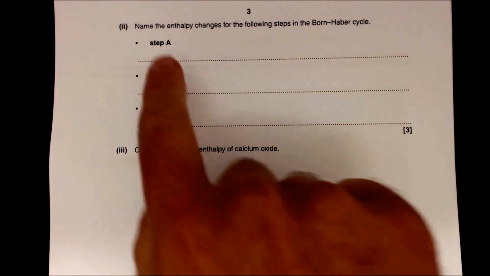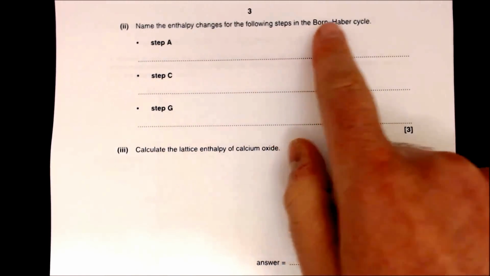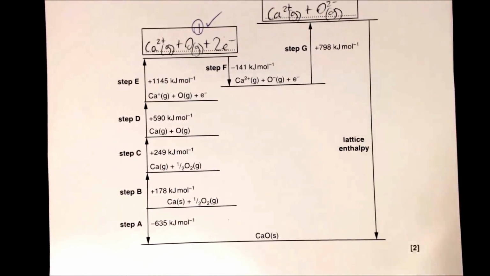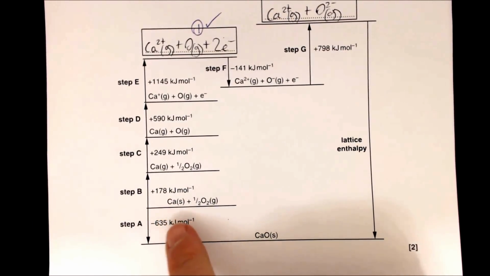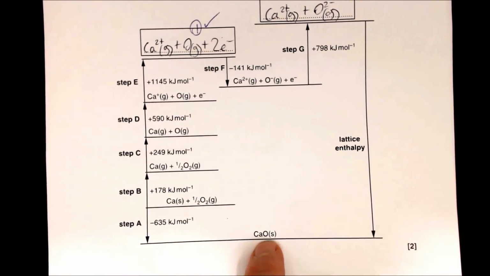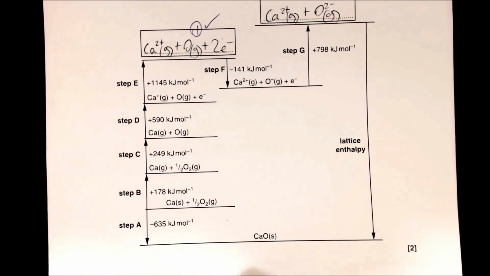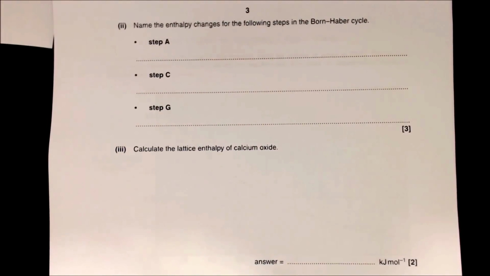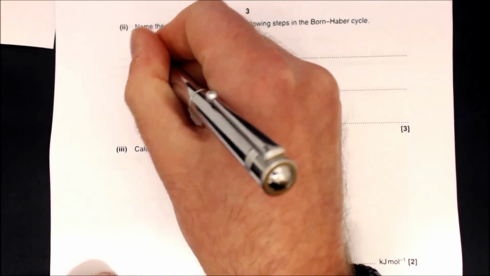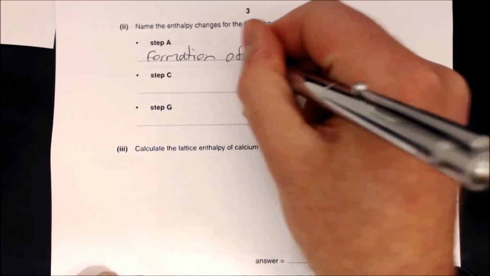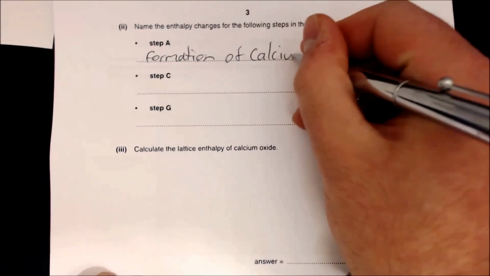Okay, so it says name the enthalpy changes for the following steps in the Born-Haber cycle. So we're looking at step A. If I bring this cycle back again, you can see there's step A there. This one is going from the elements in their standard states and forming our compound. So that definition is going to be the formation of calcium oxide. So that's your first one there. Okay, so step A is formation of calcium oxide.